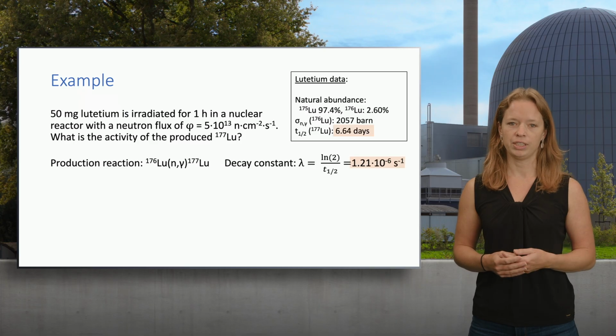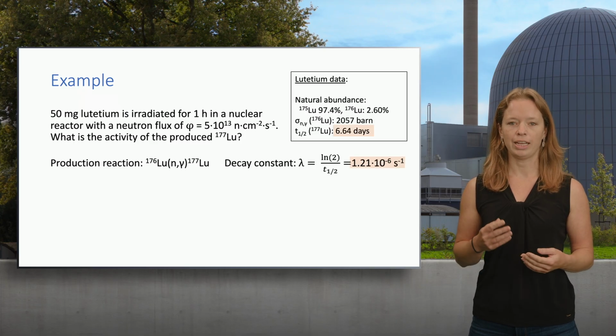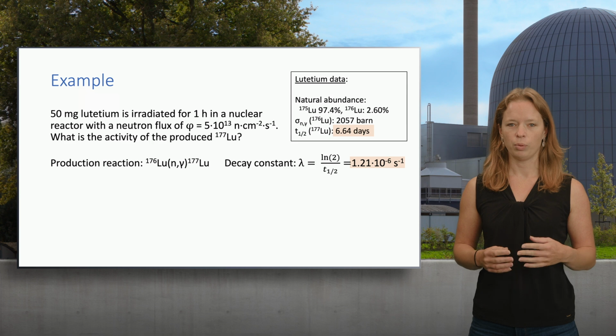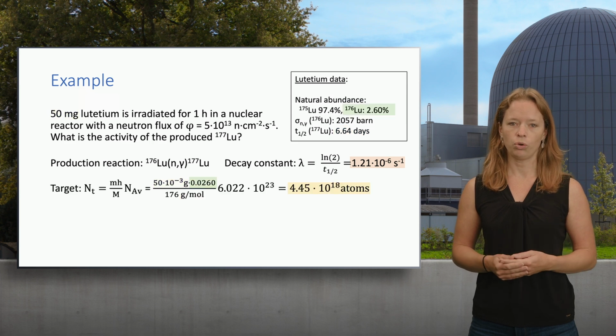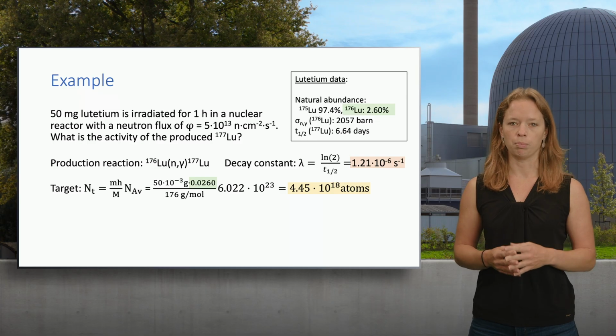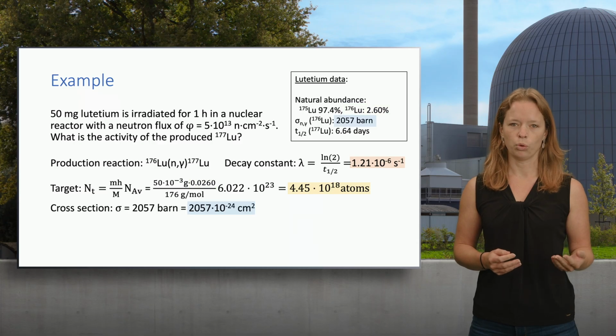Using the half-life of lutetium-177, we can calculate the decay constant. And we find the number of target atoms by multiplying the target mass with the natural abundance of lutetium-176, which is 2.60%, and Avogadro's constant. Then we divide by the molar mass to obtain the number of target atoms. The cross-section was given in barn, which we need to convert to centimeters squared.